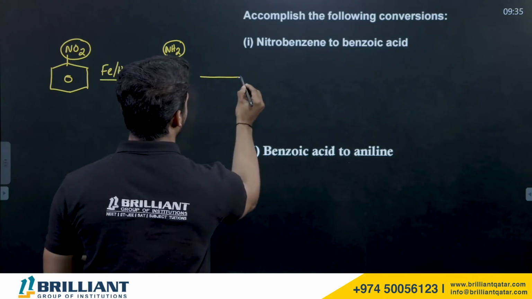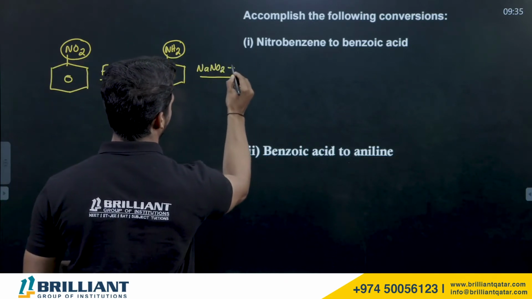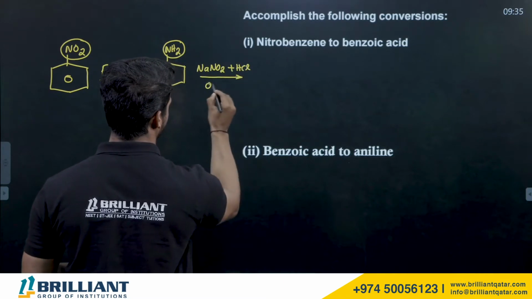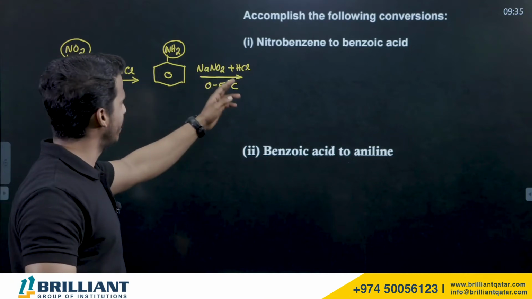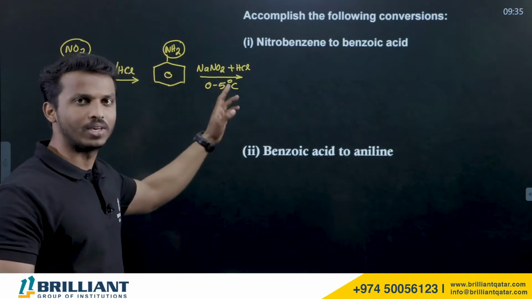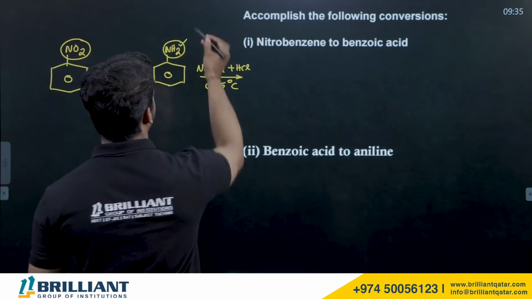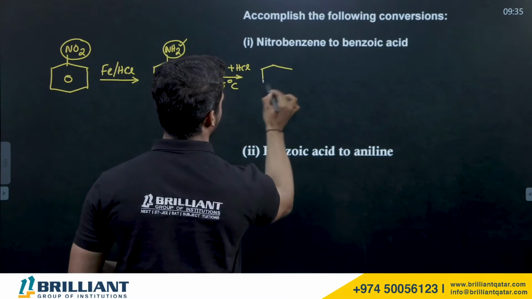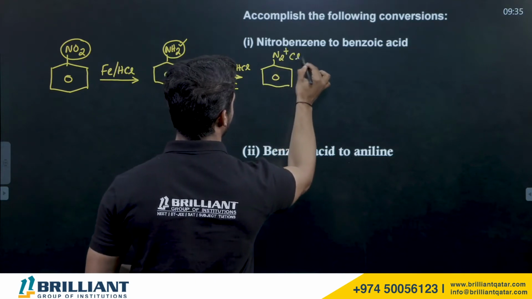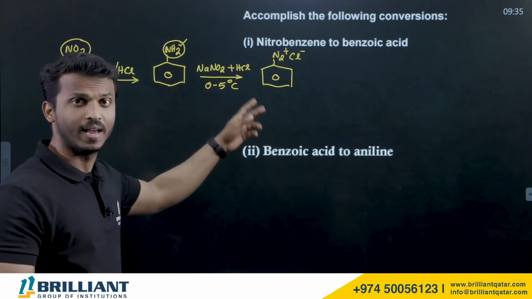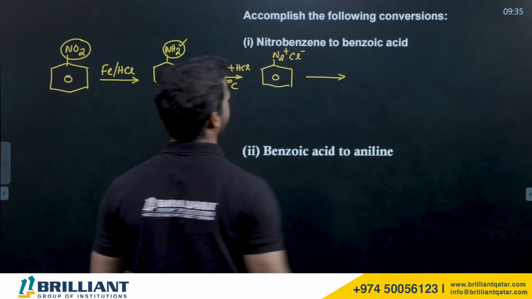Now aniline, let me treat with NaNO2 and HCl, a diazotization reaction at 0 to 5 degrees Celsius. Sodium nitrite with HCl at 0 to 5 degrees Celsius will react with the amine. After that, this NH2 group is converted into N2+ Cl-. What is that? Benzene diazonium chloride.